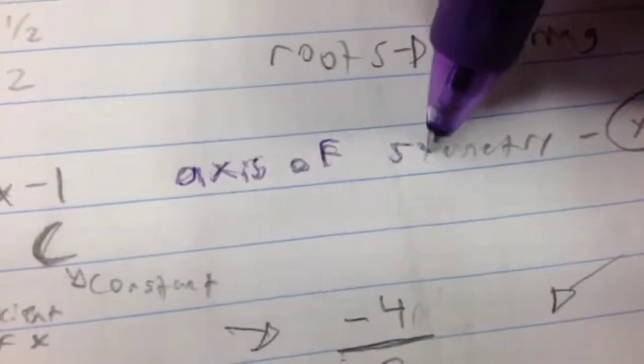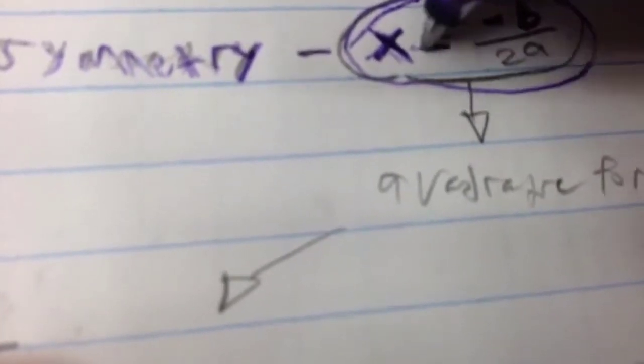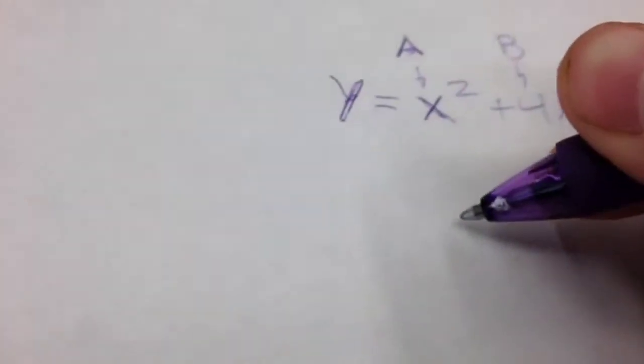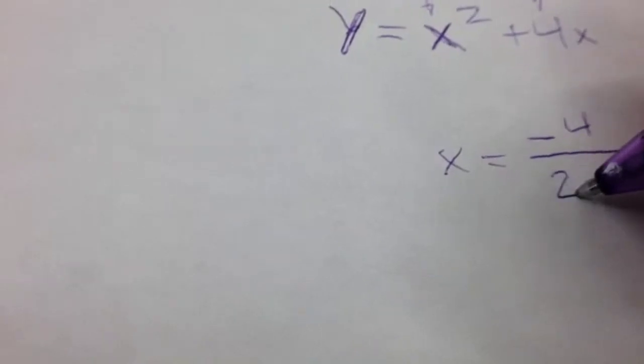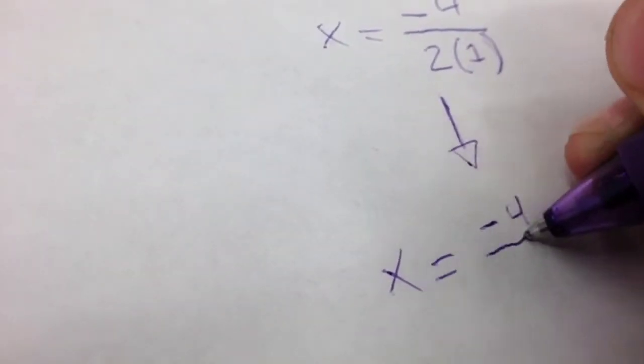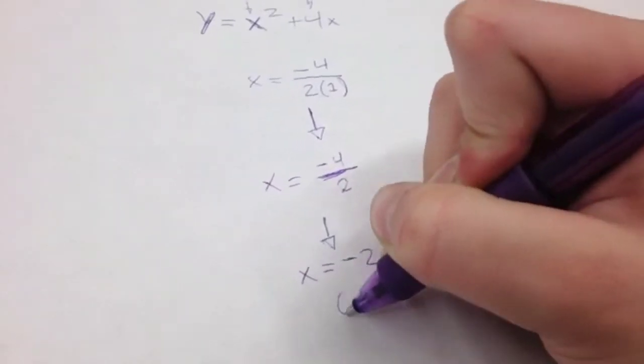Now in order to find the axis of symmetry, we'll need to take the formula. The axis of symmetry is negative b over 2a. So let's just plug those in. Negative 4 over 2 times 1 is negative 4 over 2, which is negative 2. So I'll put that in the middle of our chart when we go to graph the x's and y's.